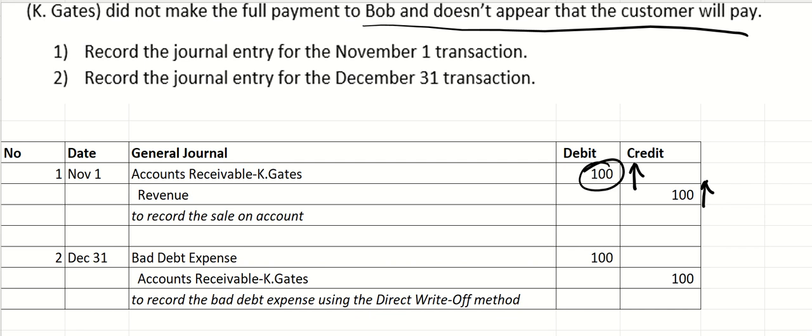Now, when using the direct write-off method, you are going to credit accounts receivable for $100. You're going to eliminate that receivable balance. Once you credit the accounts receivable account, you're going to then debit bad debt expense by $100. That's going to increase the balance in bad debt expense. This is you using the direct write-off method.